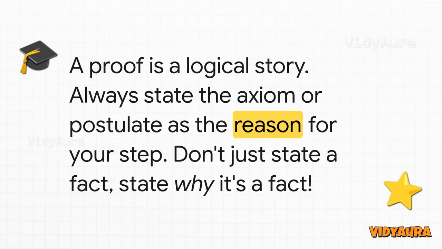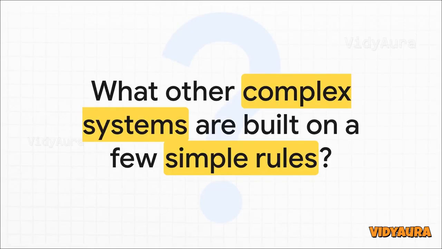And here is a huge exam tip. Please remember this. A proof is like telling a logical story. For every single step you write down, you must give the reason why it's true. And where do those reasons come from? Yep, usually from our list of axioms and postulates. Don't just state a fact, you have to state why it's a fact. That's absolutely crucial. And that wraps up our introduction to Euclid's geometry.